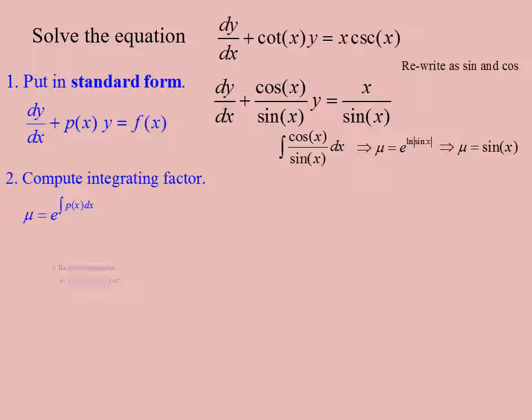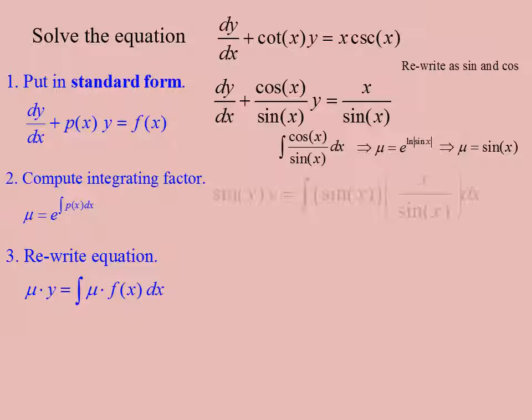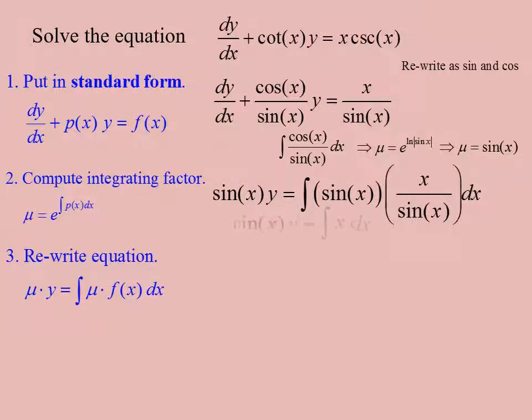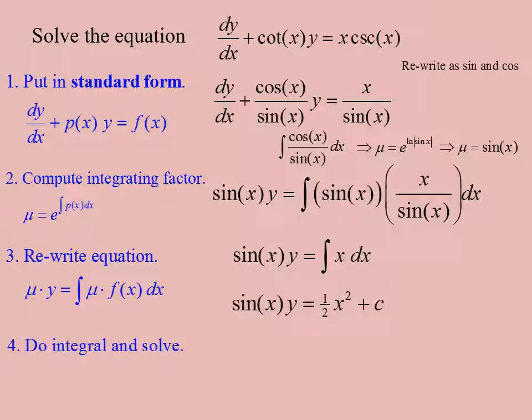So now we change our integral. Mu times y equals the integral of mu times f of x. And finish it out by doing the integral on the right-hand side and solve for y.